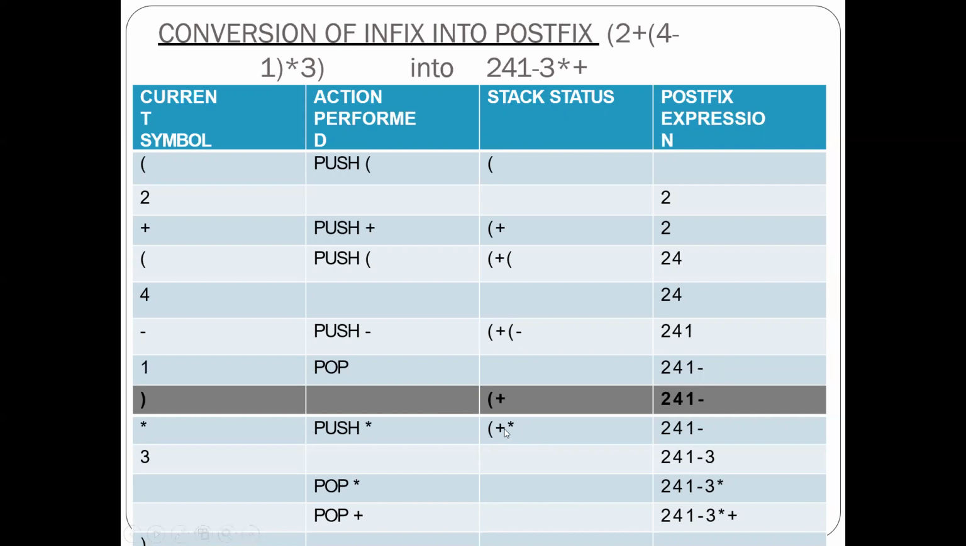So whenever the closing comes here, whatever operators are present on the stack, one by one we have to delete and assign them to the postfix expression. Firstly multiplication will come, then the plus will come, and the opening will be cancelled with the closing here. So the final expression is like 241 minus 3 into plus. This is the infix to postfix conversion.